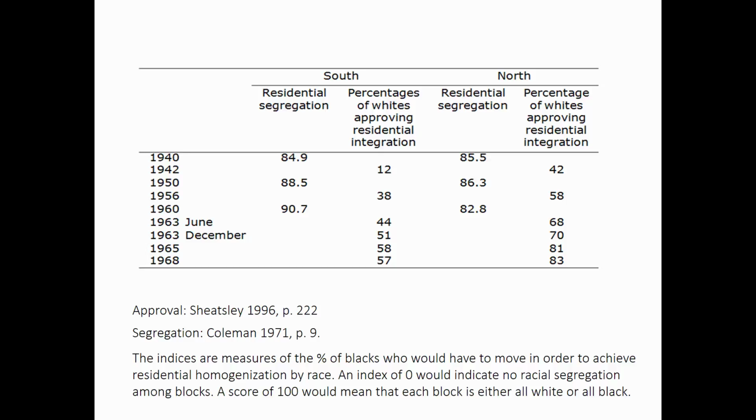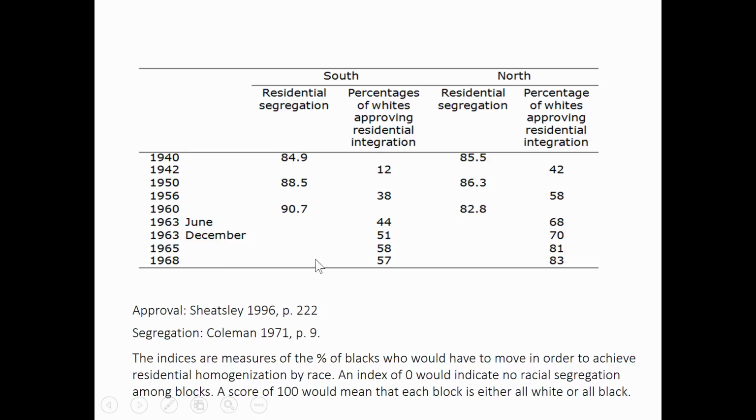If you look at it, 85% of black people would have to move into another neighborhood. Well, we're talking about the 1940s, 1950s. Now you actually see how much segregation there was. They would have to move to get a proper mixing. Yeah? That's the idea here. So these numbers are really, really high.